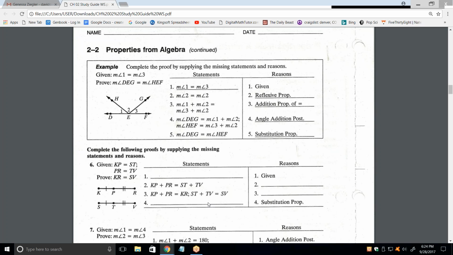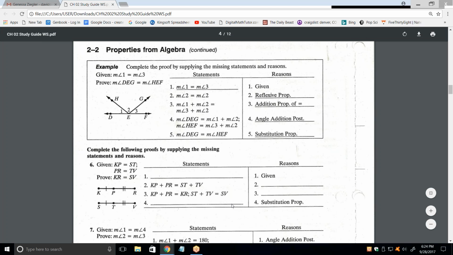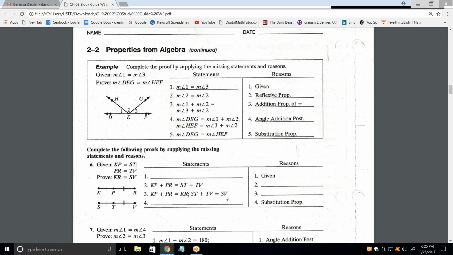Okay. And finally, number 4, what would the statement be? All you really have to do to figure out what number 4 is go back and look at what we're trying to prove. Yeah, KR equals SV. In other words, as long as they're going to serve it up on a silver platter, you might as well take advantage of it. We know the very last statement has to be what we're trying to prove. Has to be KR equals SV based on substitution property. Right.